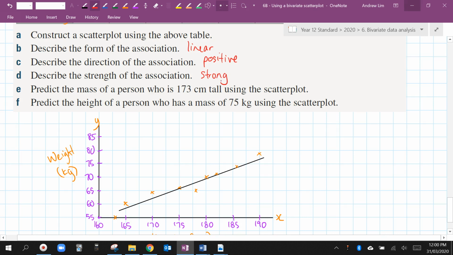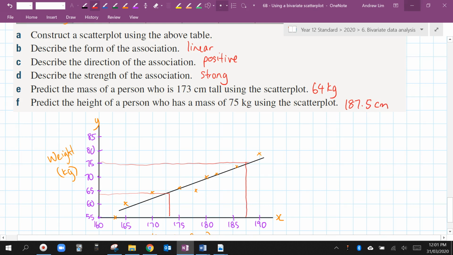And now we're going to predict the mass of a person who is 173 centimeters tall using the scatter plot. So 173 is about here, which means how heavy are they? It looks like they're about 64 kilos. Alright, we're going to predict the height of a person who has a mass of 75 kilograms. It looks like they are about 187.5 centimeters tall.